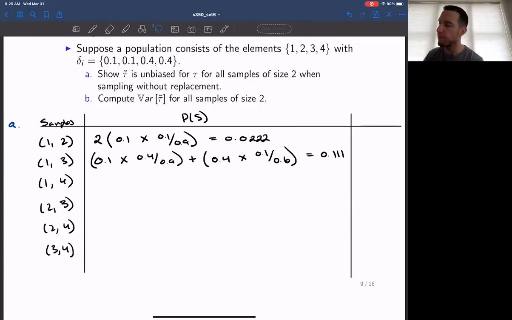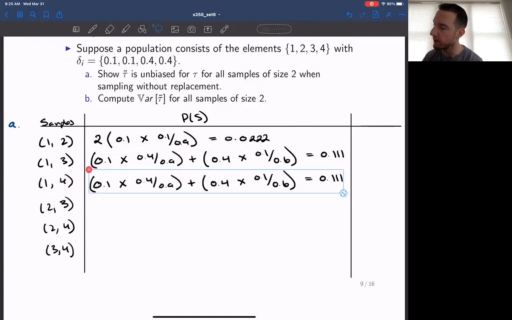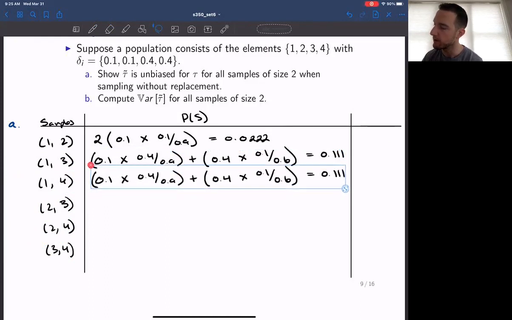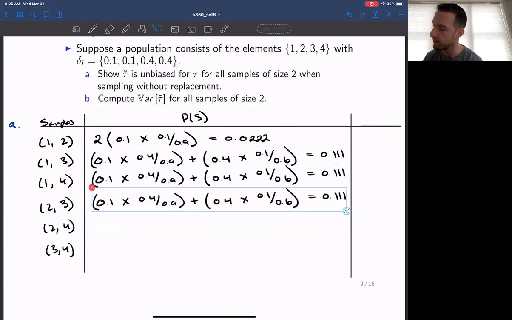Okay, so for 1-4, it'll be the exact same calculation that we saw for 1-3, because the probabilities associated with each of those units are the same. And that's also going to be true for 2-3 and for 2-4. So we can mimic this calculation for each of these samples.